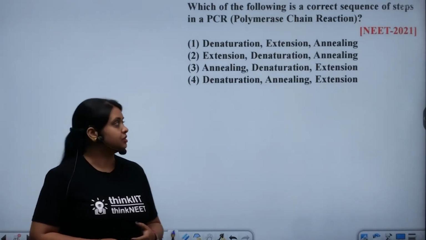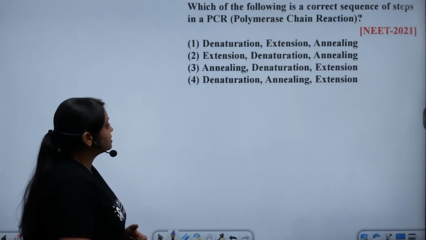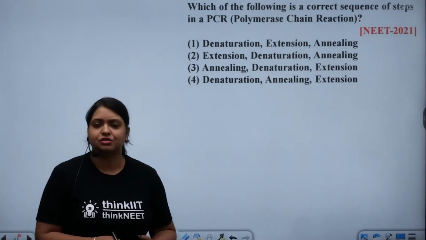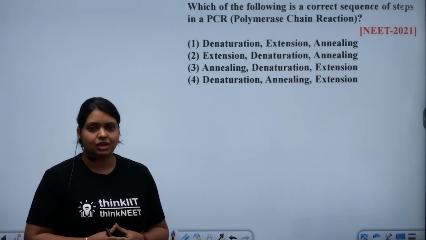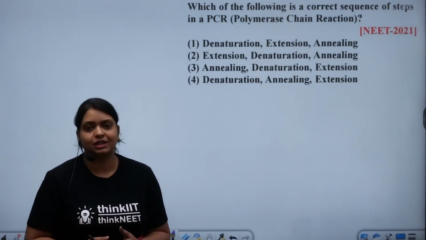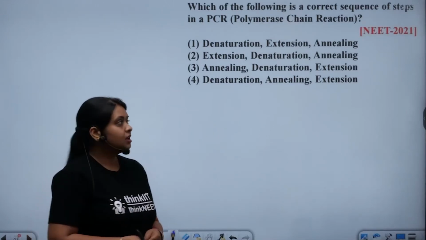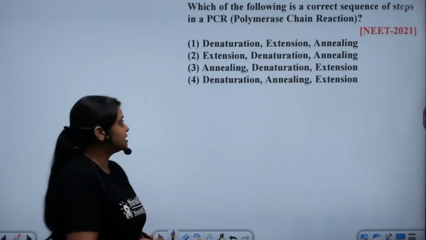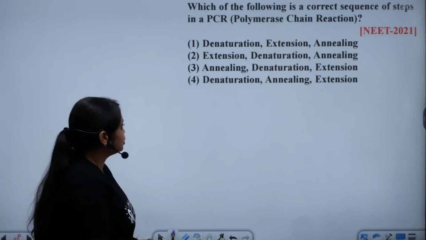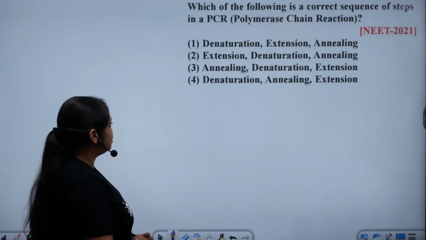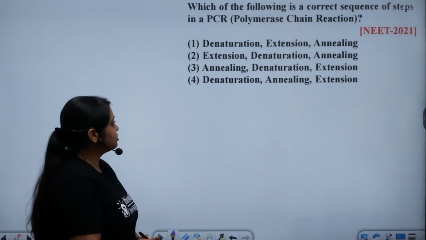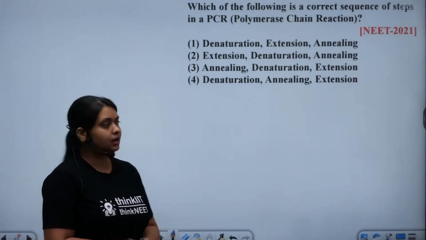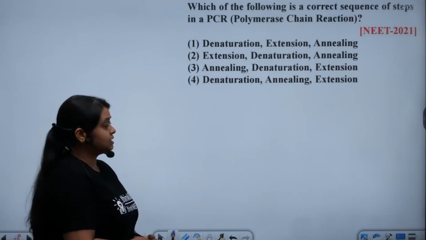Over to the next question, which of the following is a correct sequence of steps in a PCR, that is polymerase chain reaction. So in polymerase chain reaction, what we do, we amplify the genetic material, that is DNA. Now let's see, we have to find out the steps which are performed in PCR. First, denaturation, extension and annealing, incorrect. Second, extension, denaturation, then annealing, it is also incorrect. Third, annealing, then denaturation and after that extension, this is incorrect. Fourth, denaturation, annealing, extension, yes it is.